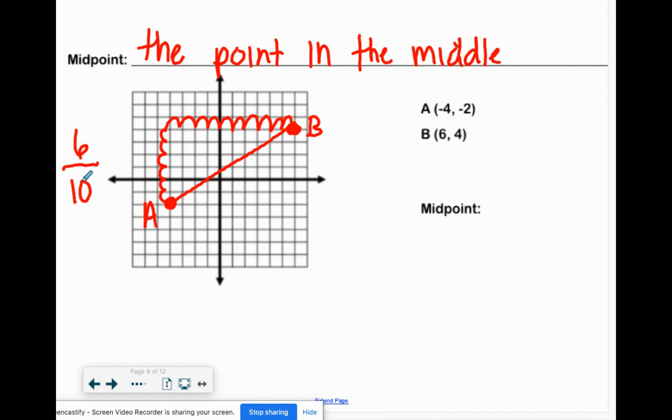So what would be half of 6? 3. And then what's half of 10? So can we go up 3, over 5 from point A? There is our middle. So that would be (11, 1).